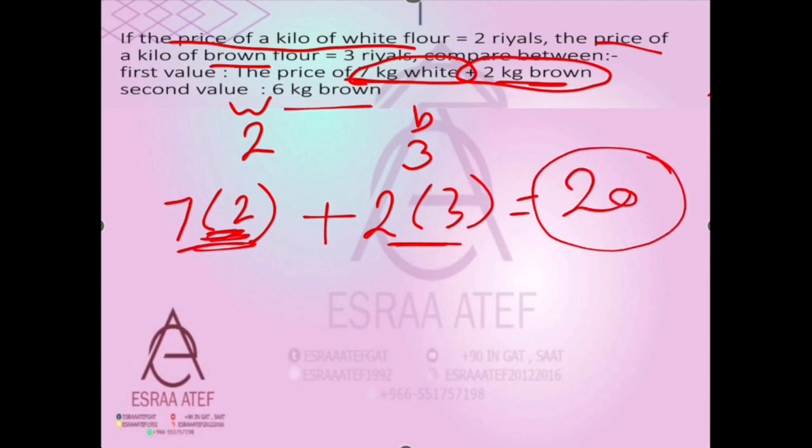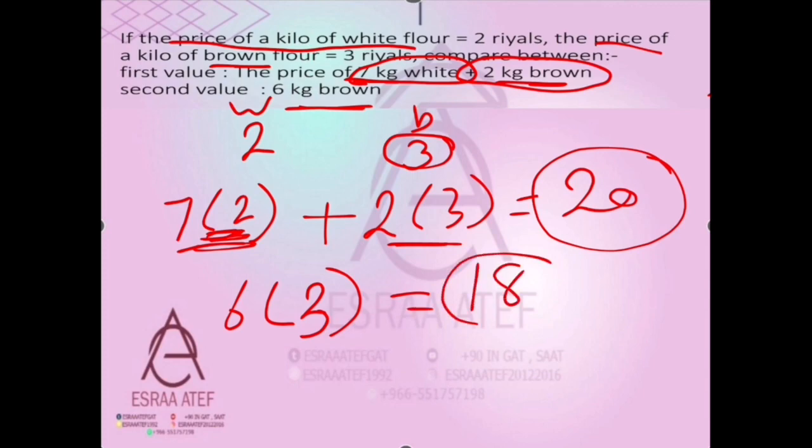Okay, and then the second one, which is 6 kilograms of brown, which means 6 times the brown. The price of the brown one is 3. So 6 times 3, which is 18. So which one is bigger?